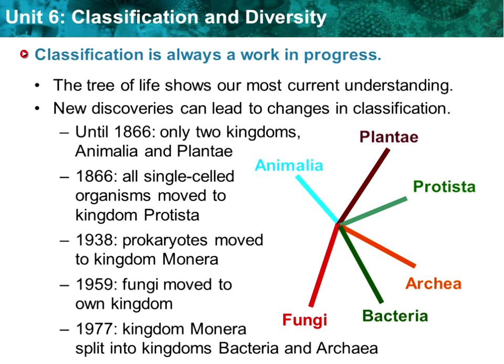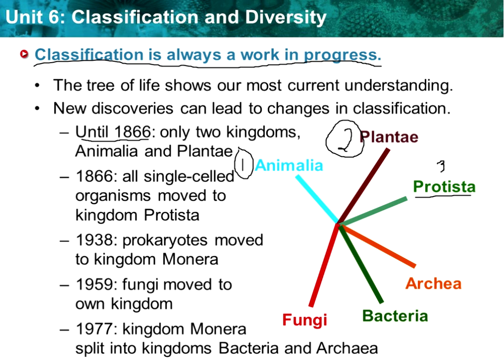Okay? Also, we need to understand that classification is always a work in progress. It's always changing. Look at 1866. Until 1866, there were only two kingdoms. That's about 150 years ago. Every single kingdom was either animal or plant. That's it. And in 1866, though, more discoveries, more information came to the table. So now they invented Protista. So animal was first, plants were second. Well, they kind of came first and first, but you know what I mean. Then Protista was discovered.